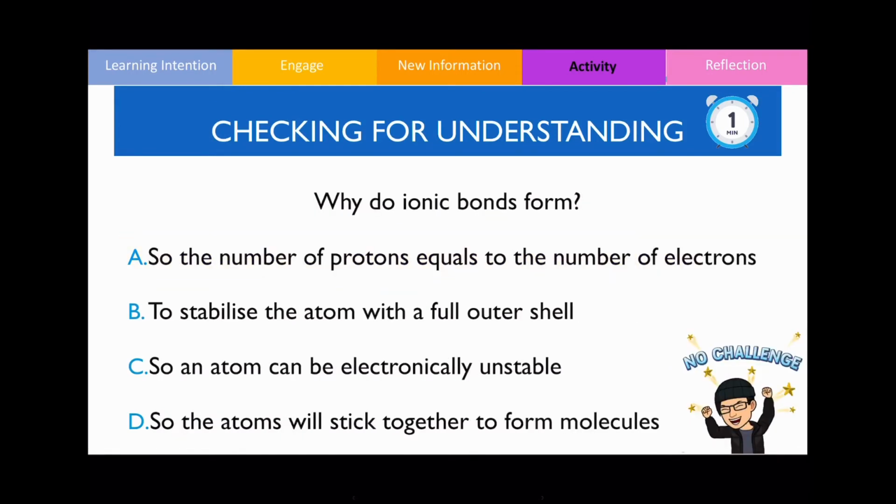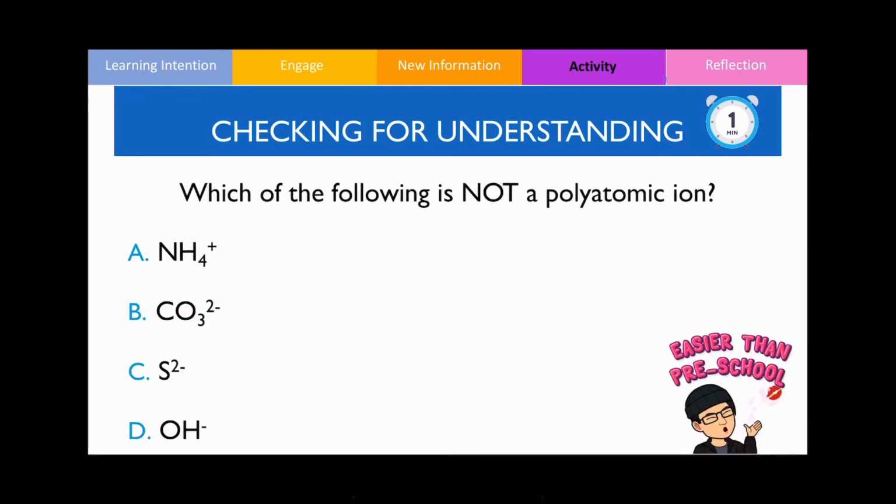The next question reads, why do ionic bonds form? So in this case, we know that ionic bonds form because they want to achieve electronic stability. So therefore, in this case over here, the correct answer should be B. The next question is, which of the following is not an example of polyatomic ions? So poly means an ion, a charged particle that consists of more than 2 atoms. So therefore, C is going to be the correct answer because C is an example of a monatomic ion, an ion consisting of one singular atom.